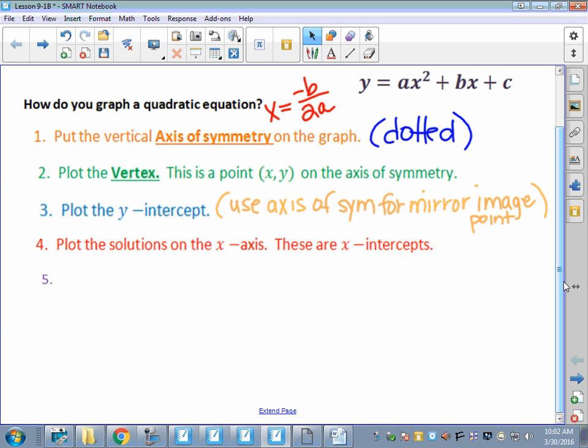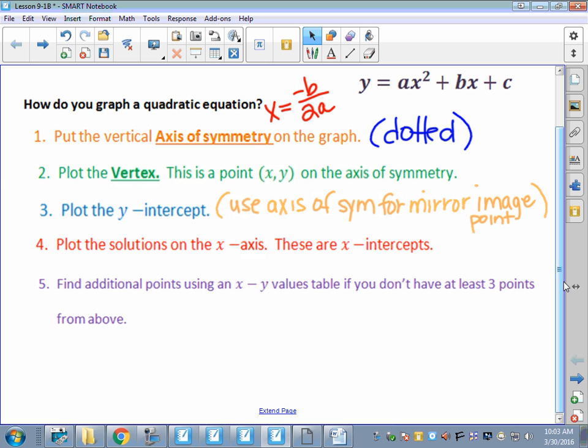Once you've done that, put your solutions on the x-axis. If you could factor that and you found solutions, those are x-intercepts. They're usually 2 separate points on the x-axis, and they should be equidistant away from your dotted axis of symmetry. So you know if you did that part right because they'll line up nice and neat for a mirror image. And last but not least, if you do not have at least 3 points at this point, make an x, y values table so that you can get more points. That's an if. So if you don't have at least 3 points, make an x, y table. We're going to do that for our third example.